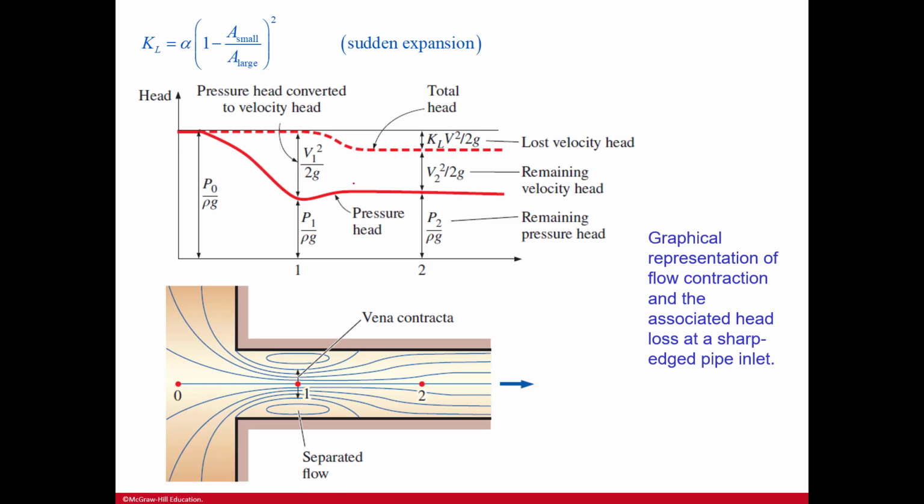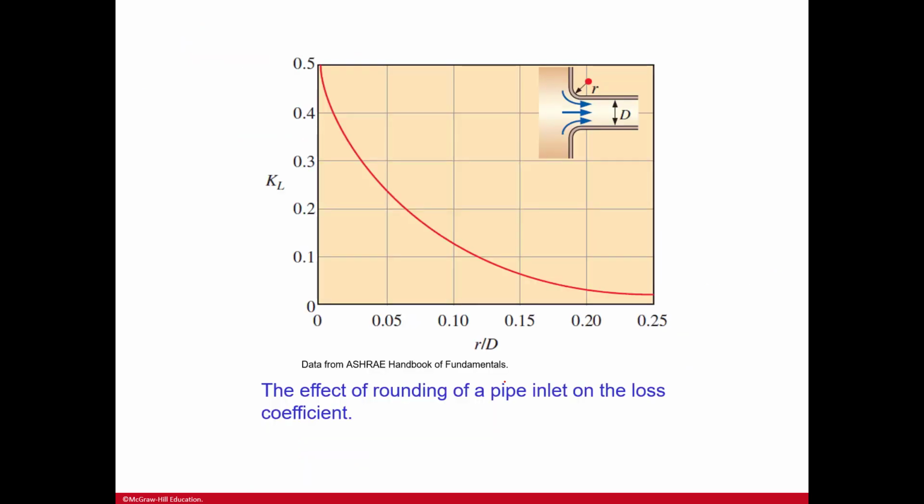So here you have sudden expansion here, and you can see that as well. Graphical representation of flow contraction and the associated head loss at a sharp edge of the pipe inlet. And then this is the effect of rounding of a pipe inlet on the loss coefficient. So right here, this is what you're looking at. This point right here, this is what's happening.